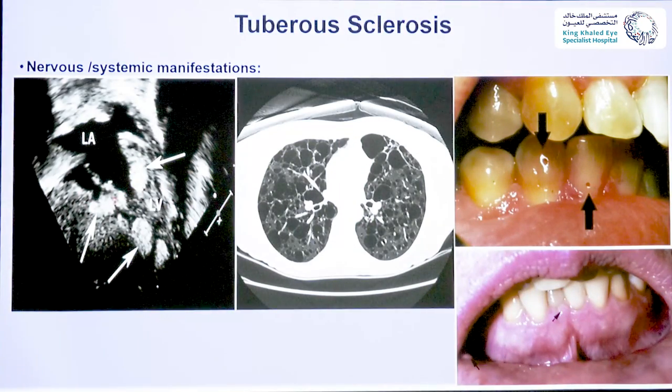The patient can present with cardiac rhabdomyoma. That's why the patient should be investigated thoroughly. Angiomyolipoma, and this is the finding of enamel pits, which are like holes on the teeth, and this is the fibroma that's present in the oral cavity.